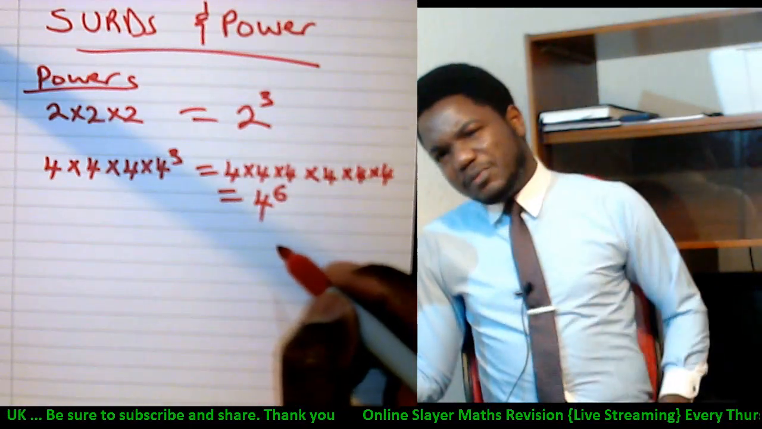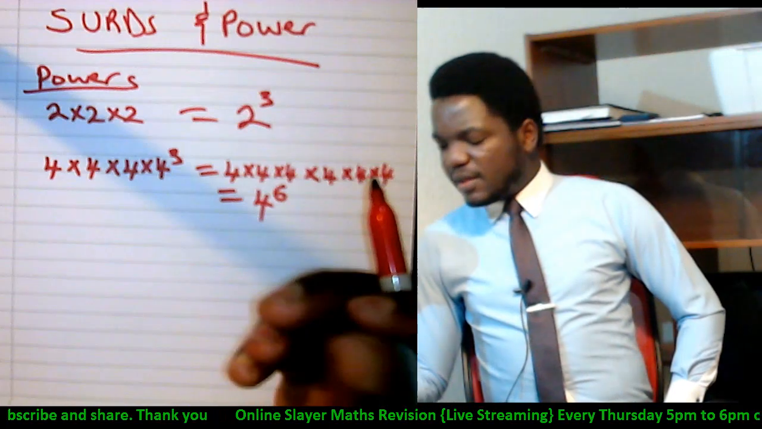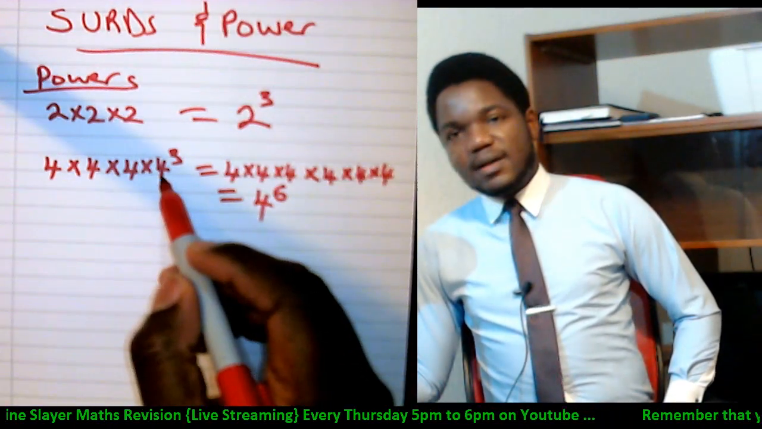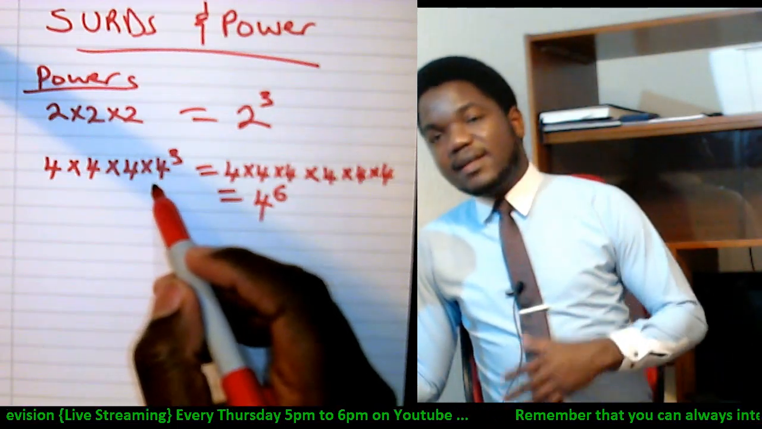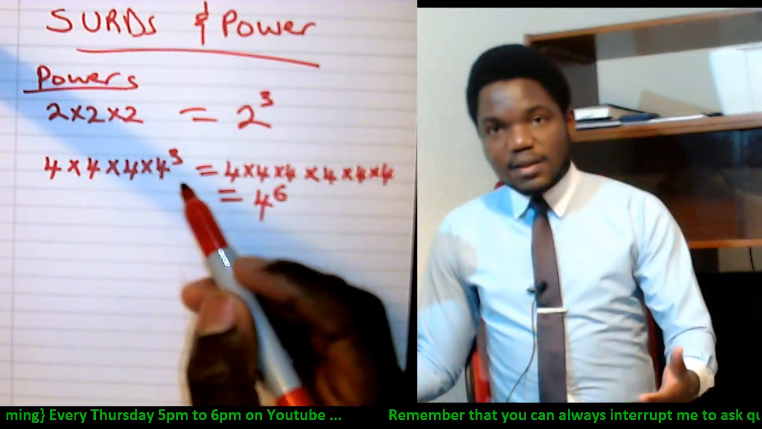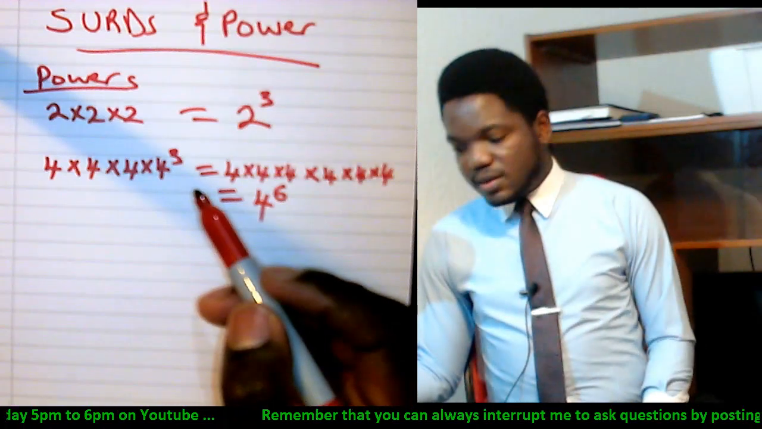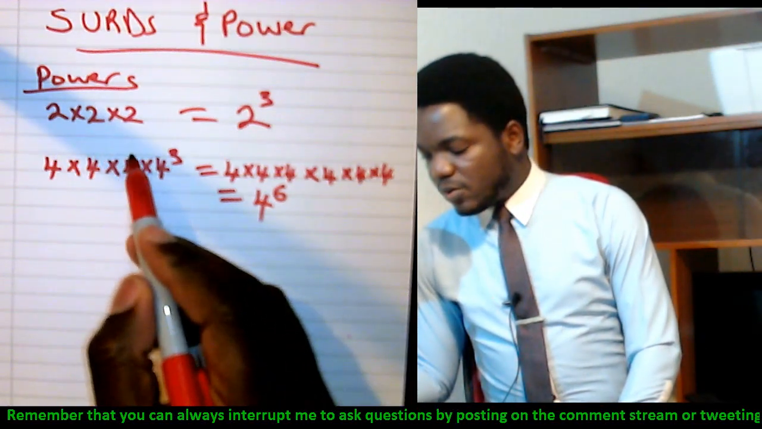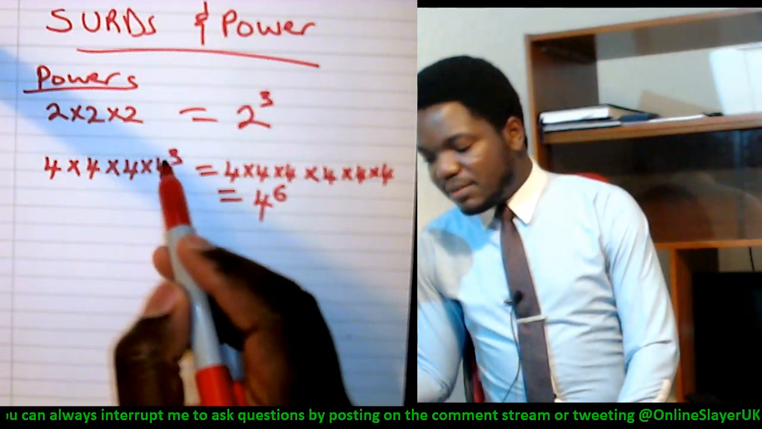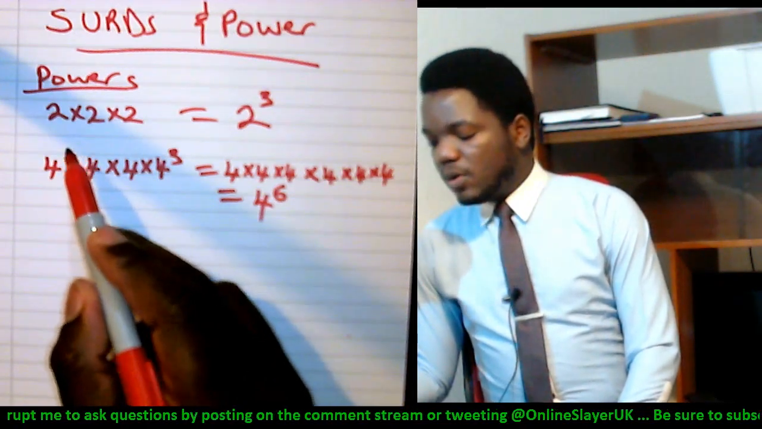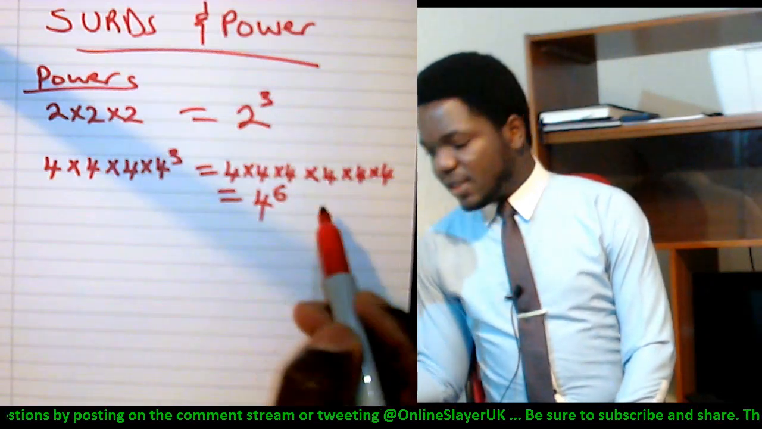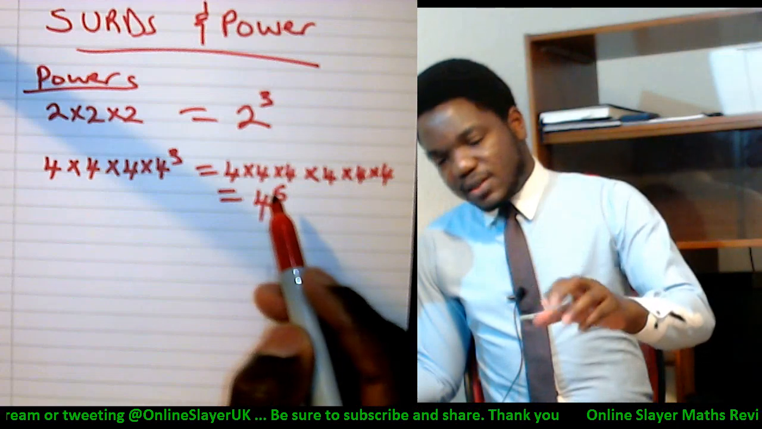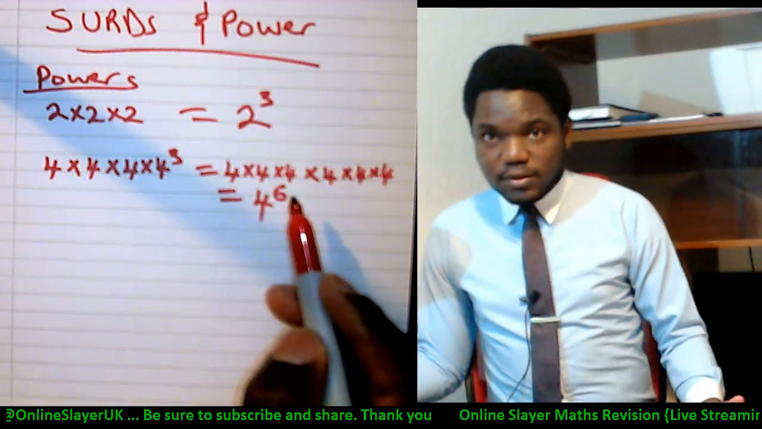What does that tell you? It tells you that if you have the same number raised to some powers multiplying themselves, all you need to do is add up the powers. This was 4 to the power 1, 4 to the power 1, 4 to the power 1, 4 to the power 3. It's the same thing as 4 raised to the power 1 plus 1 plus 1 plus 3, which is 6. These are the tricks you can always use, and that's all powers is about.